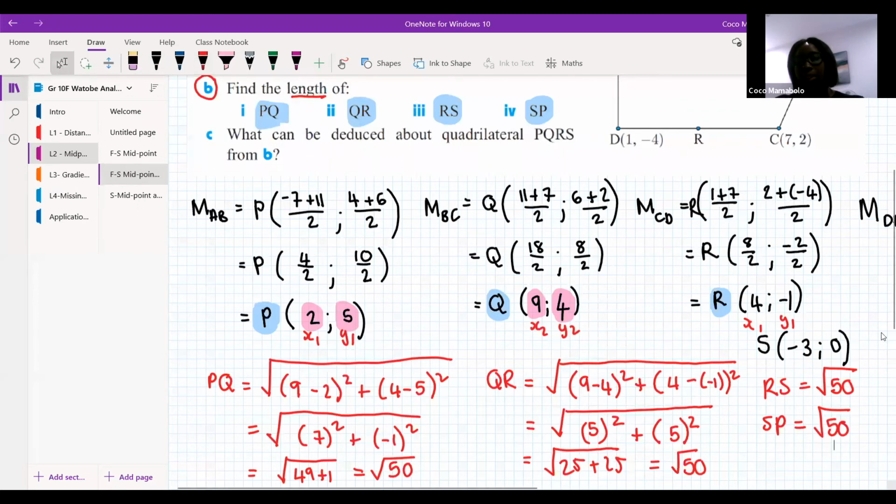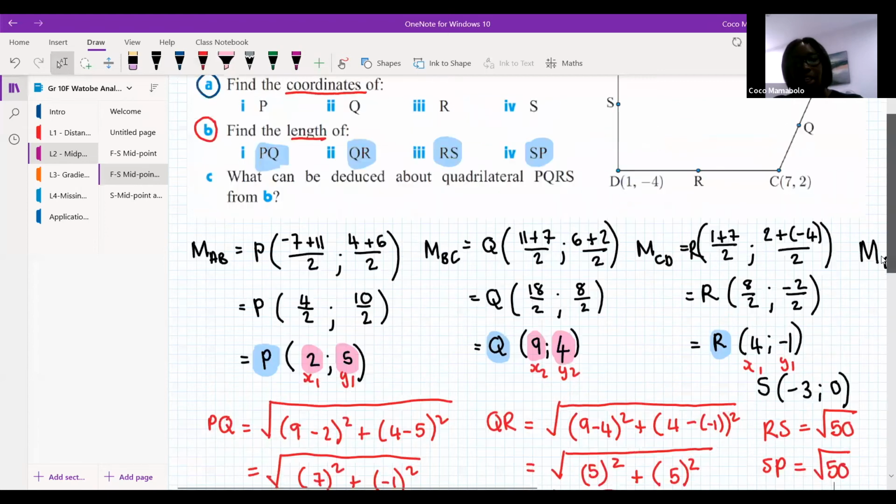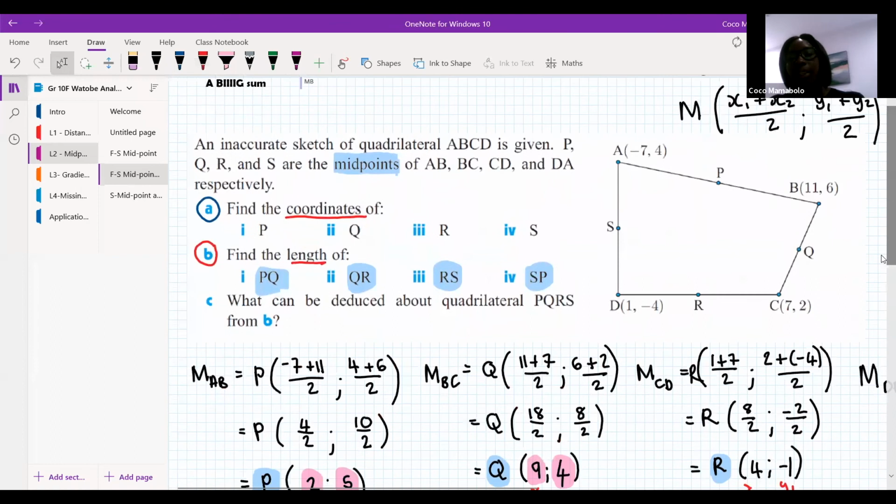Good. Okay, so now we're going to go look at the last question, question C. Okay, so now it says, what can be deduced? Ooh, these hard English words. What can be deduced about the quadrilateral PQRS?